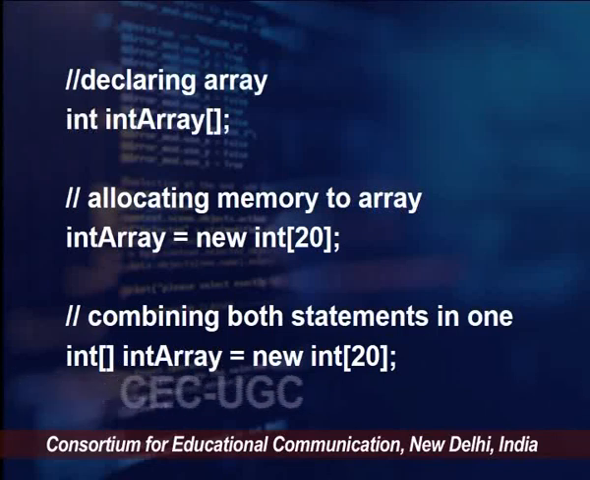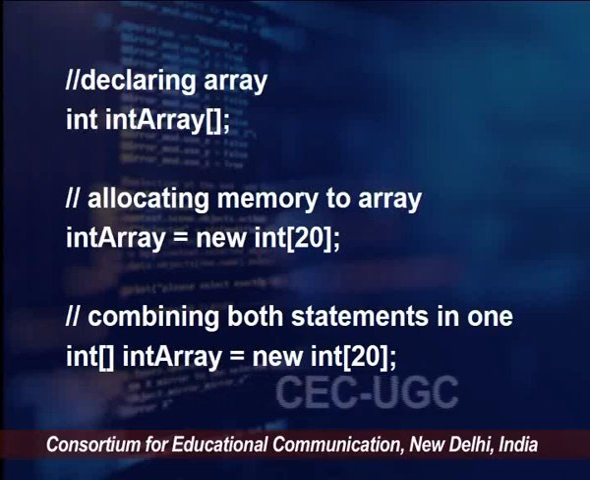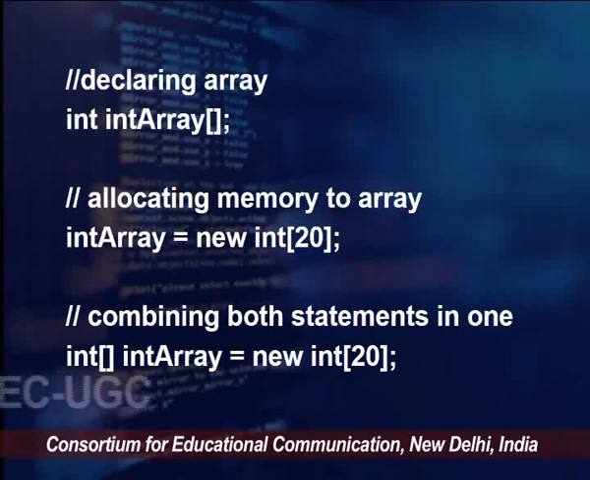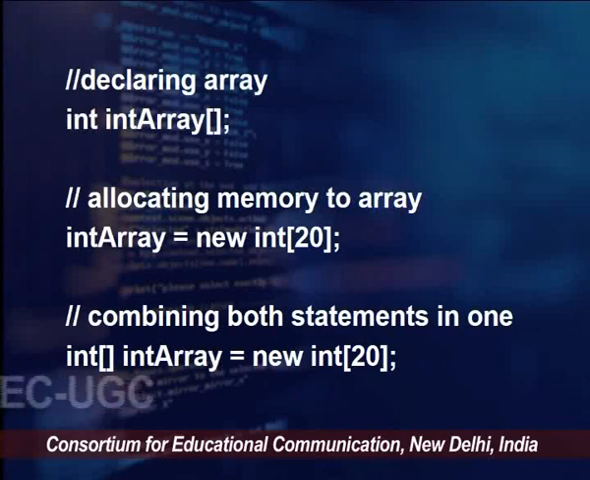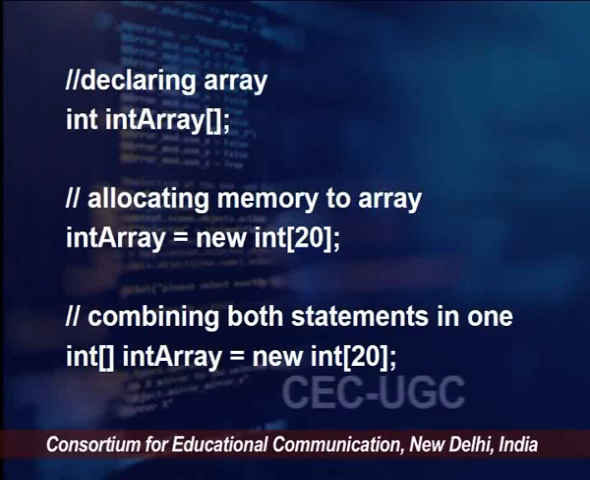So, data type, followed by the square brackets, then variable name is equal to new type, and within the bracket the size of the array. So combining both the statements in one is also fine, or you can write it separately, which is declaration of the array and allocation of memory to the array.